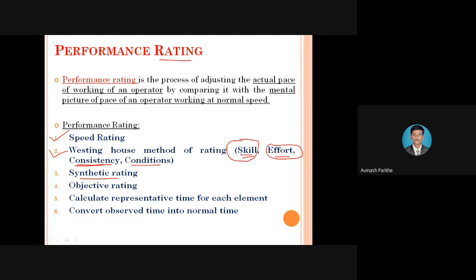Then we have defined the new method, whether that particular new method is taking 1 hour or more than 1 hour or less than 1 hour. Therefore, in the case of synthetic rating, the observed time is the time the observer records when the operator is working on that particular machine, and the observer compares that time with other results which we already have.